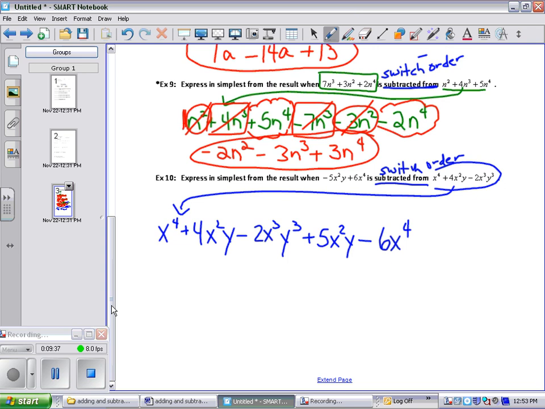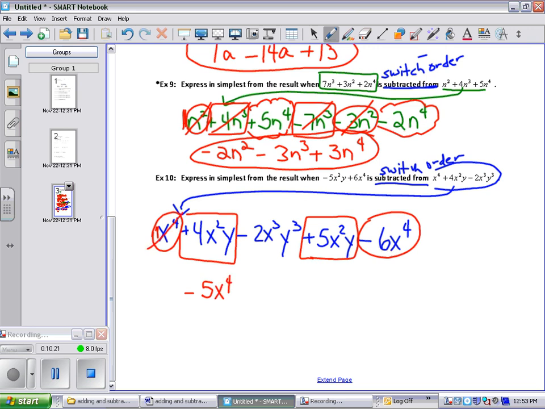Okay, now we can combine like terms. So I've got an x to the fourth right here. Where else do I see an x to the fourth? At the back here, and I take the sign that's in front of it. Okay, what else can I pair up together? My 4x squared y, I could put a box around this. That goes with this right here. And that's it. So my x to the fourth, which really there's a 1 in front of here. So it's really 1 minus 6 gives me a negative 5x to the 4th.